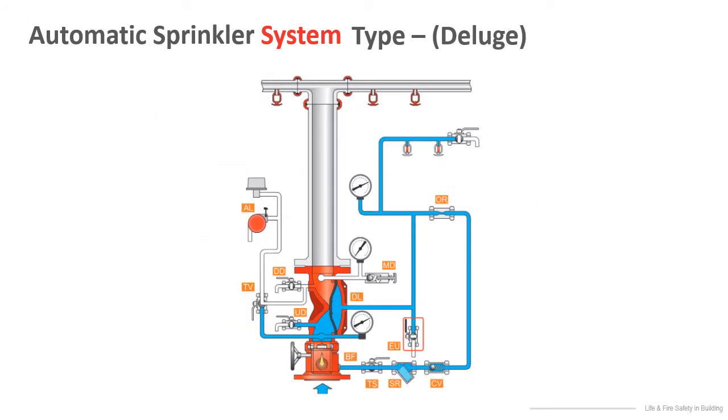A deluge fire protection system has unpressurized dry piping and open sprinkler heads. The system is directly connected to a water supply, and when the system is activated, a deluge valve will release the water to all open sprinkler heads. The valve is opened when activated by a heat or smoke detection system.